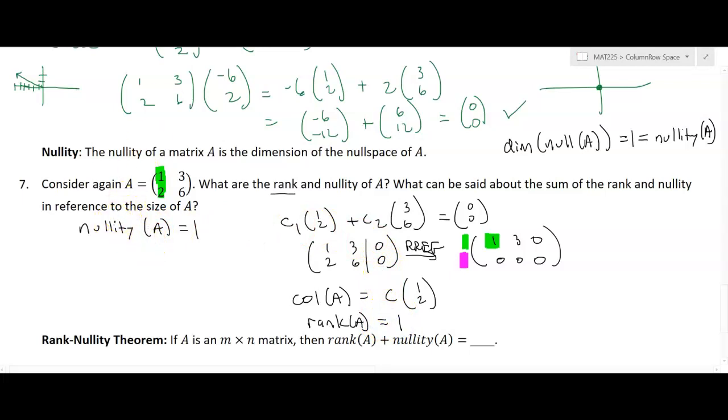So notice that the nullity of A is 1, the rank of A is 1, and something somewhat magical happens here. If you add these together, the rank of A plus the nullity of A, notice that A is a 2 by 2 matrix. Now, without further proof, but just by observation of how this is going to work, if A is an m by n matrix, it doesn't have to be square, but the rank of A plus the nullity of A will equal, in fact, n.